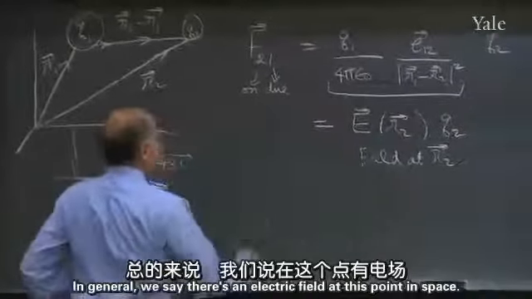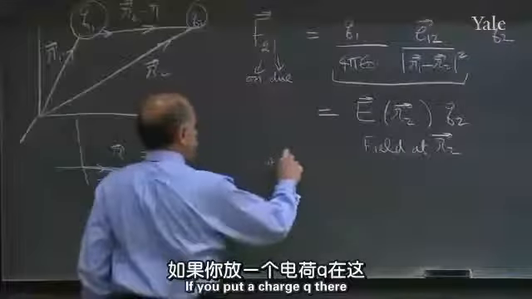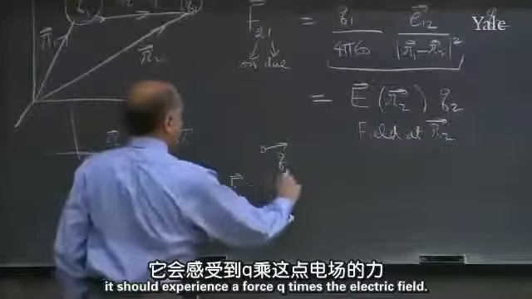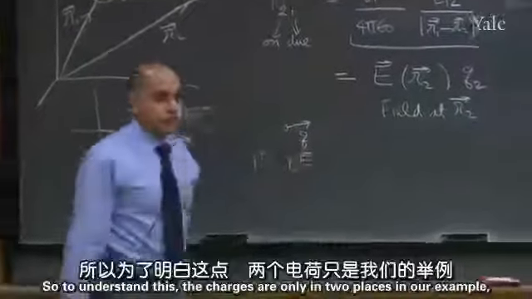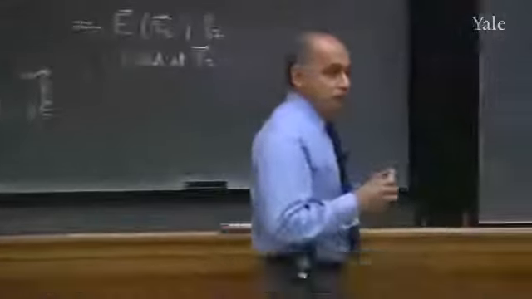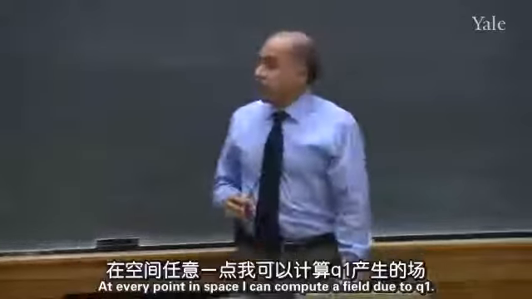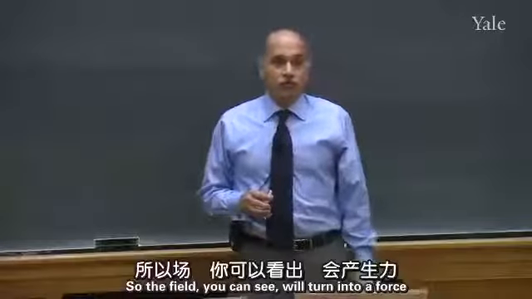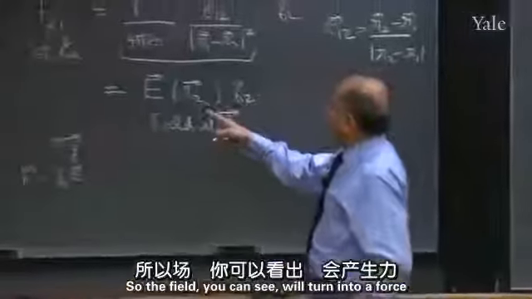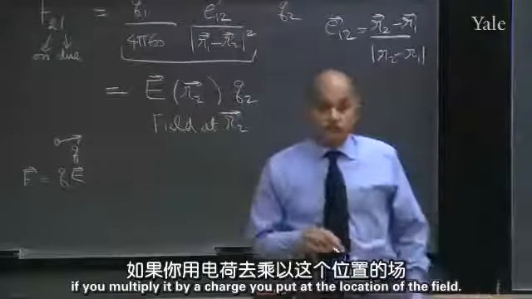In general, we say there's an electric field at this point in space. If you put a charge Q there, it should experience a force Q times the electric field. So understand this. The charges are only in 2 places in our example. But the field due to Q1 is everywhere. At every point in space, I can compute the field due to Q1. So the field, you can see, will turn into a force if you multiply it by a charge you put at the location of the field.